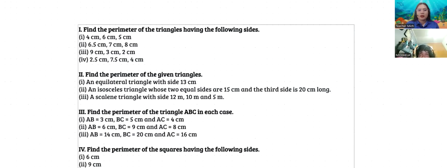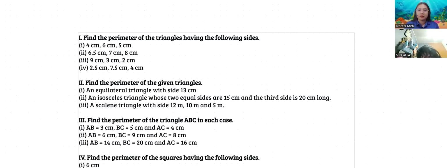Michaela, for today our lesson is about the perimeter of a triangle. Are you familiar with perimeter? No. Okay, when we say perimeter, anak, this is just the edge of a given figure.